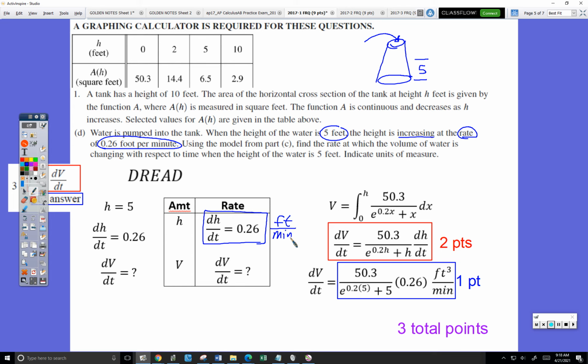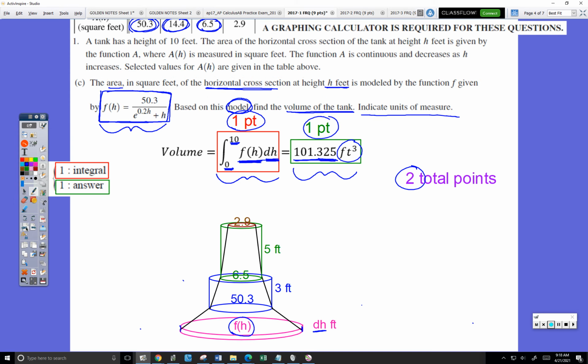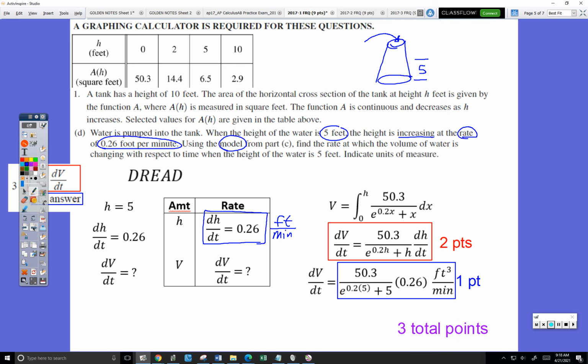Using the model from part C. Okay, the model is that formula F. So we're still supposed to use that formula F from part C, which you can see on your paper because your paper is laid out with all the problems in front of you. Using that model, find the rate at which the volume of the water is changing with respect to time when the height is 5 feet, and we're supposed to indicate units.